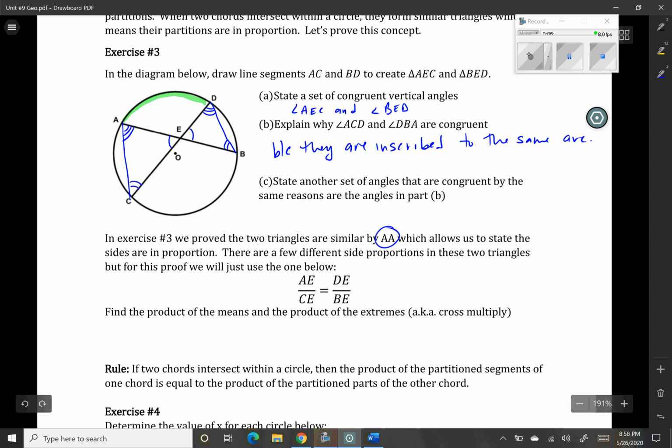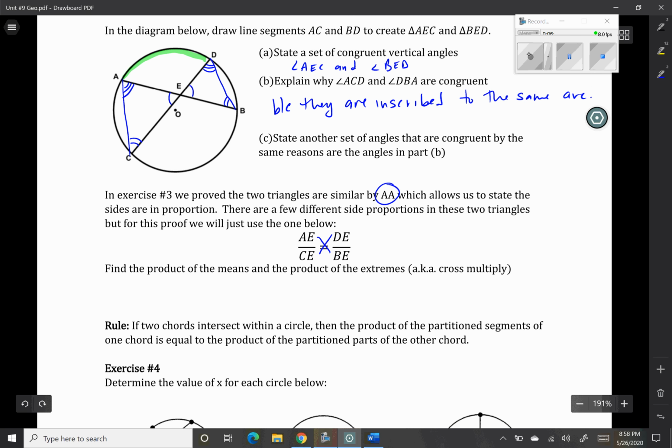So now we know that these two triangles are similar to each other, which means their corresponding sides are proportional. So I've already set up a proportion for you. Segment AE corresponds to segment CE, and DE corresponds to segment BE. So we have these corresponding pieces across from each other. So if I do some simple cross multiplication, I can say AE times BE is equal to CE times DE.